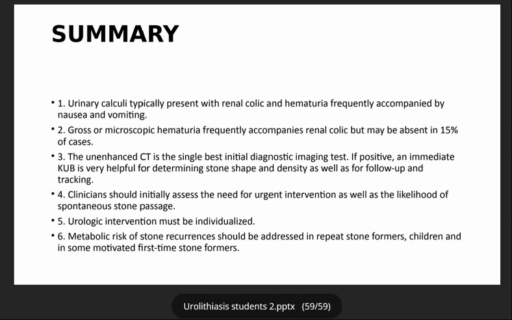So you should assess the patient first, as I mentioned, if he needs urgent intervention or not. And also you have to do metabolic analysis to know the reason for the stone formation. Okay, that's it. Thank you so much for listening. Any questions?